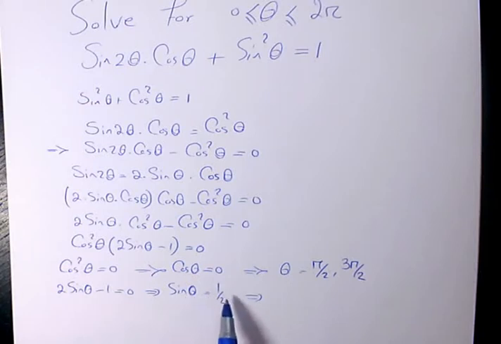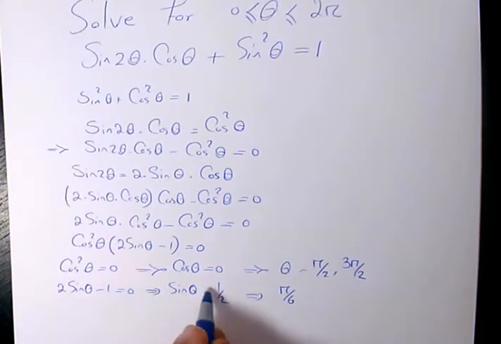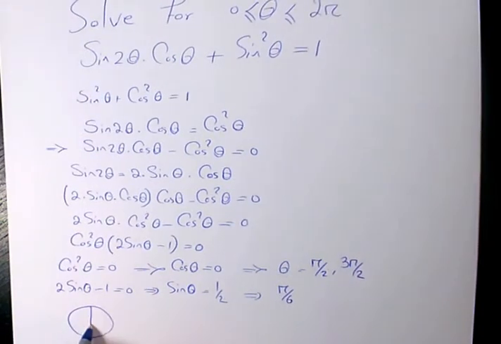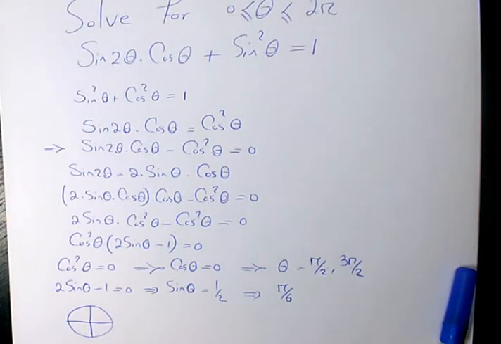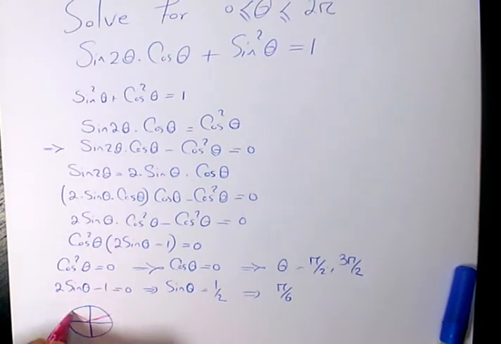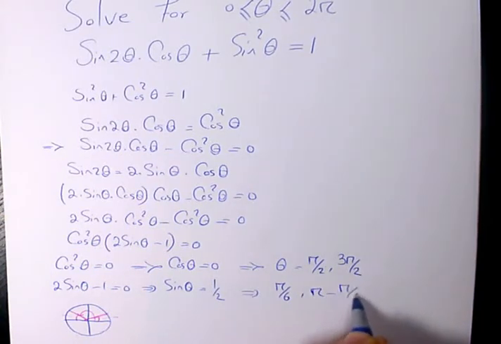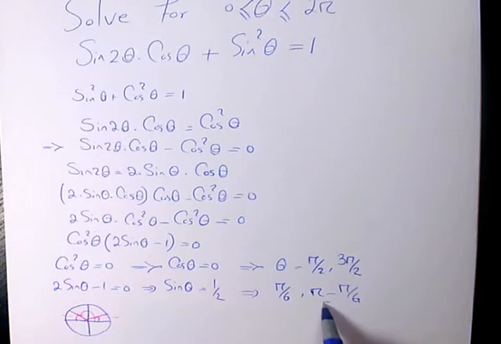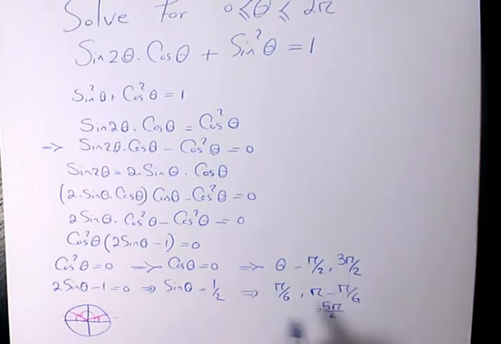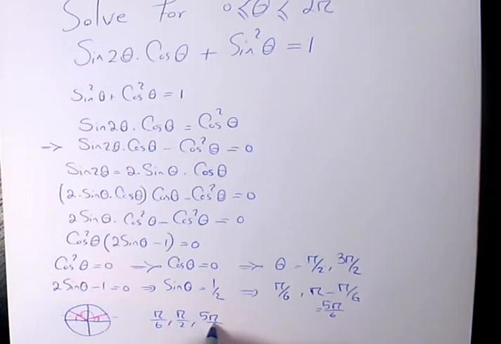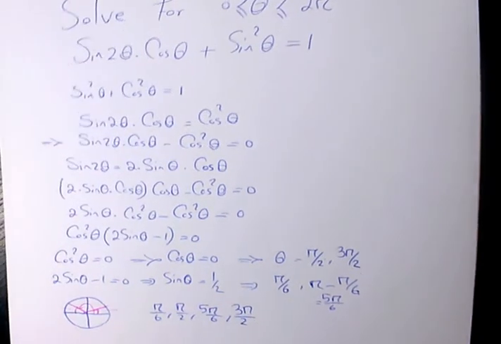Now I have sine theta equals 1 over 2. We know pi over 6. Sine pi over 6 is 1 over 2. We need another answer in quadrant 2, because sine is positive in quadrant 1 and quadrant 2. So the second answer is going to be pi minus pi over 6, which will be 5 pi over 6. So we have 4 answers: pi over 6, pi over 2, 5 pi over 6, and 3 pi over 2. These are the 4 answers.